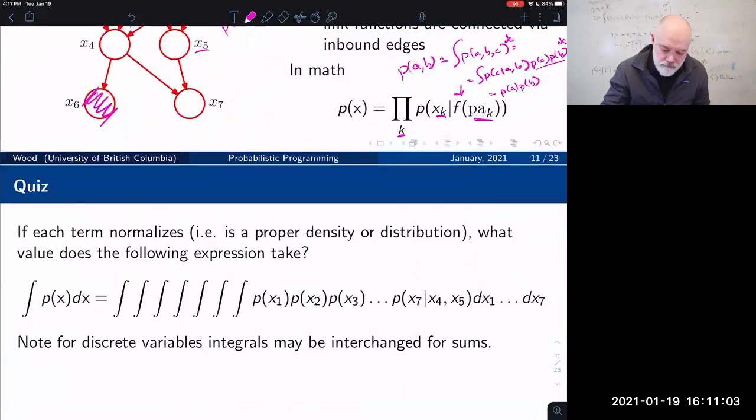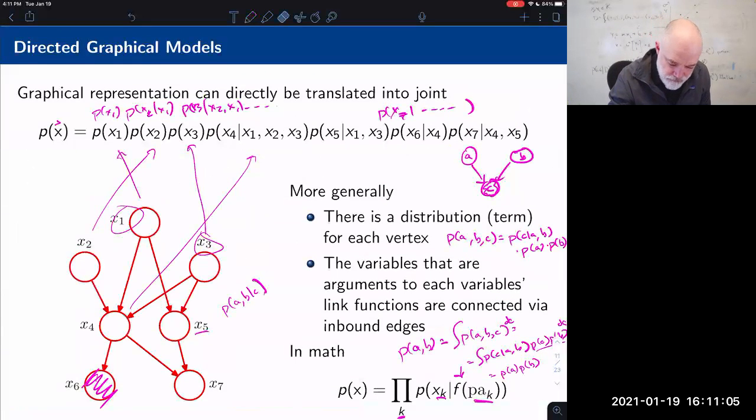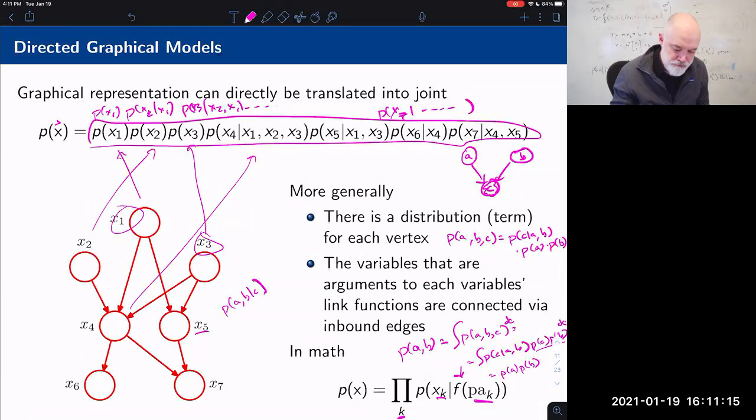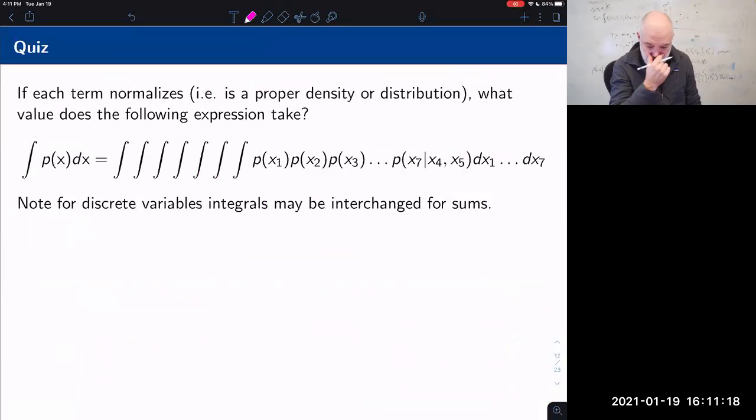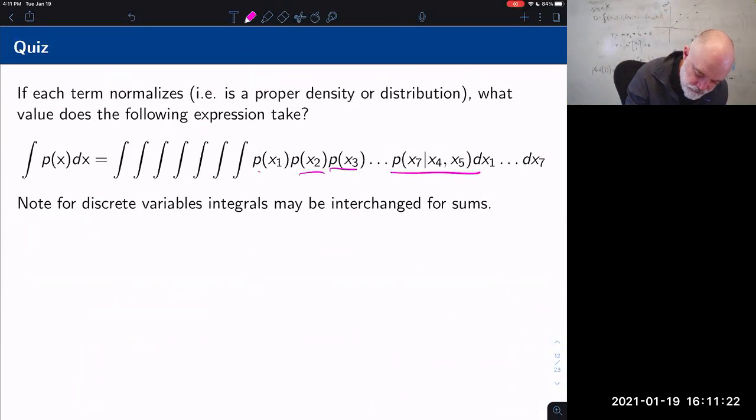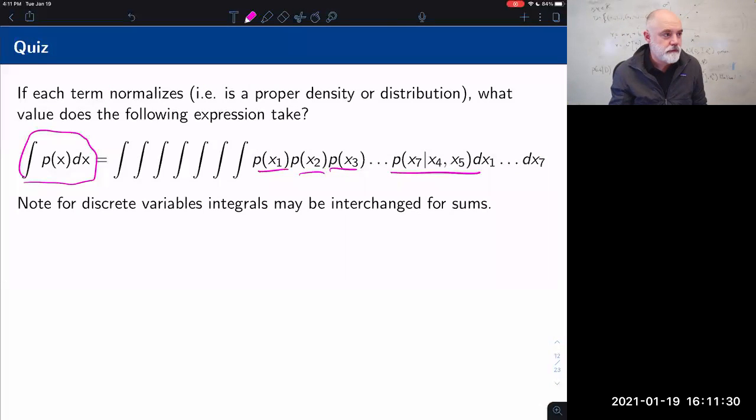So here's a quick question, and this is a fun one, right? If we go back and look at this graphical model, which corresponds to this particular joint distribution here, if every one of these is a proper conditional probability distribution, what value does this take if you integrate over the entire domain of X?